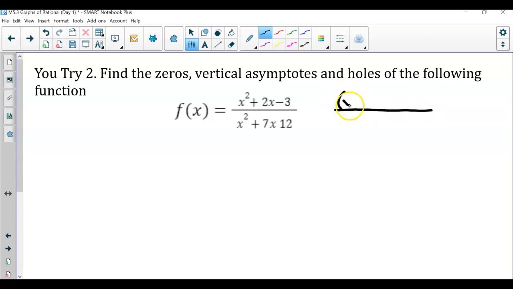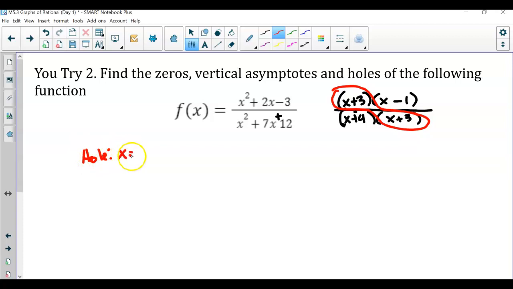I've got in the numerator x plus 3 times x minus 1. And in the denominator, oh, sorry, that was supposed to be a plus 12. I need to factor that, which is x plus 4 times x plus 3. Now I notice we do have a common factor. You should have noticed that. So that's going to be part of our hole.